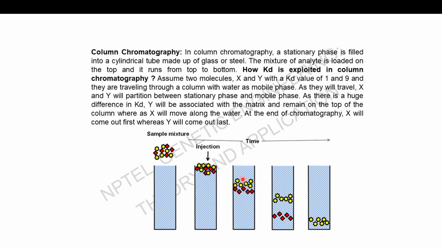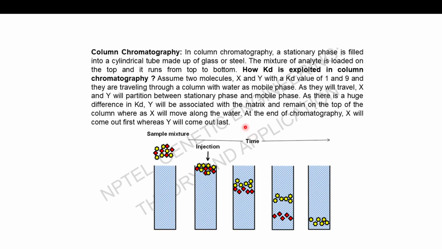Or it can be the other way around also. These yellow ones can interact with the matrix more as compared to the red ones. So what happens is, you inject this sample mixture, and as they travel, these two will partition between the stationary phase and the mobile phase. And in this example, as there is a huge difference in the distribution coefficient, Y will be associated with the matrix and remain on the top of the column, the yellow one that is being talked about here, whereas X will move along with water or any other solvent.